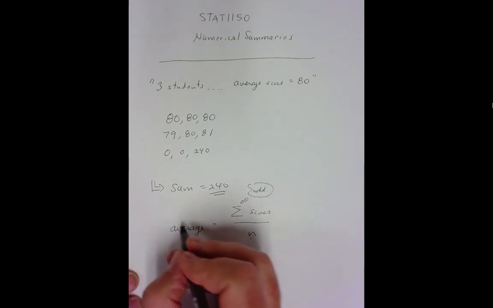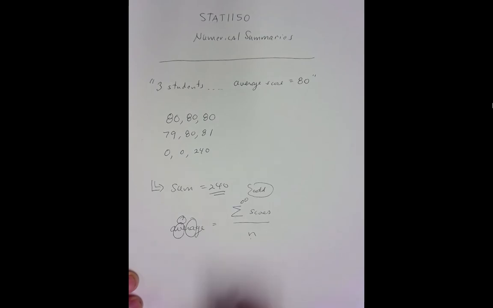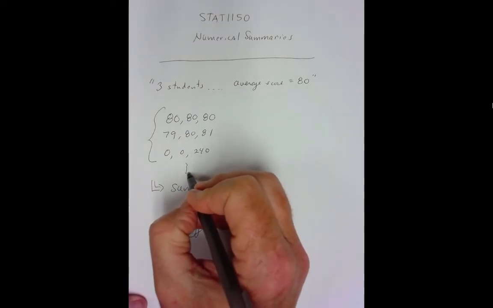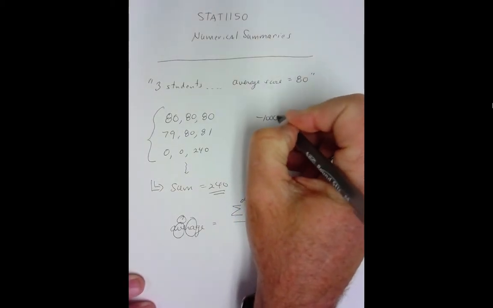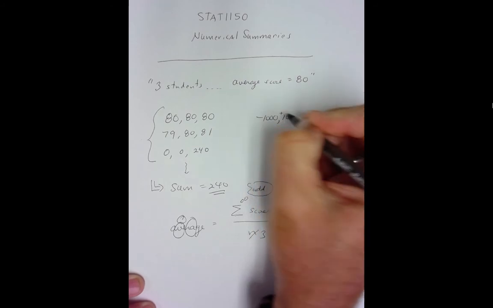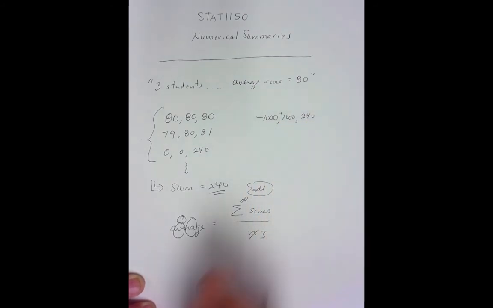Well, if your average is 80 and you have 3 scores, the only way you can get a number divided by 3 equaling 80 is if that number is 240, so that tells me the sum of the scores had to be 240, and you'll see that that is consistent in all 3 data sets. Now, it turns out you could come up with a whole lot of different ones. In fact, you could come up with infinitely many examples of 3 scores that average up to 80. You could even get really goofy here to have negative 1,000, positive 1,000, and 240.